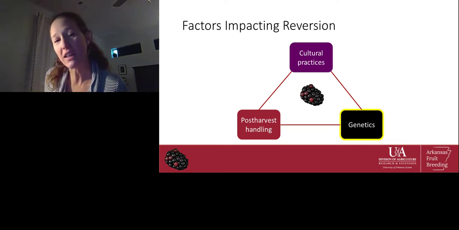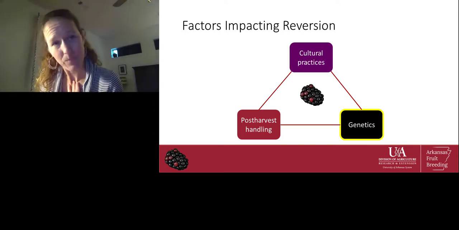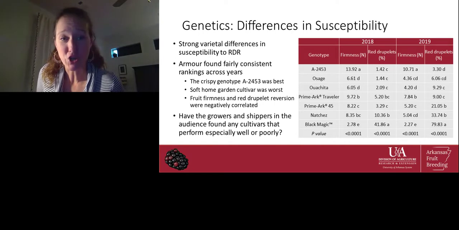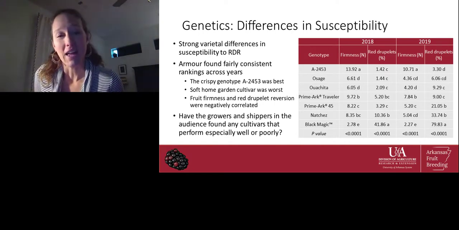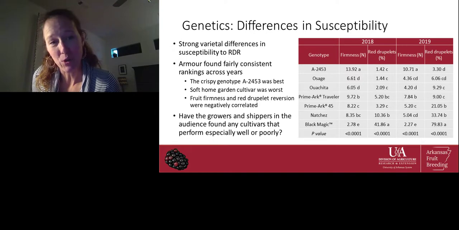Now, the last area that I want to talk about, which is my area, is genetics. We know that there are genetic differences in susceptibility to red drupelet reversion. There are strong varietal differences. We hear all the time complaints about Prime-Ark 45 reverting, and I've heard that from growers in North Carolina and in California this year.